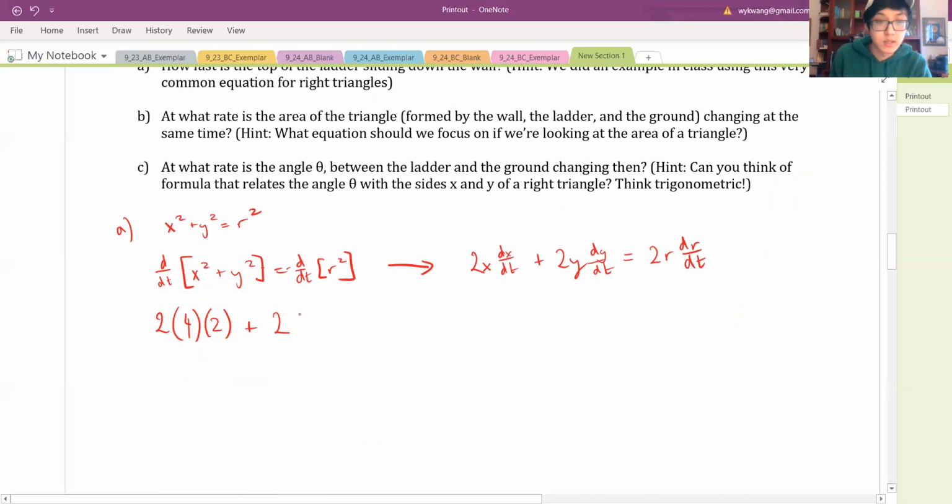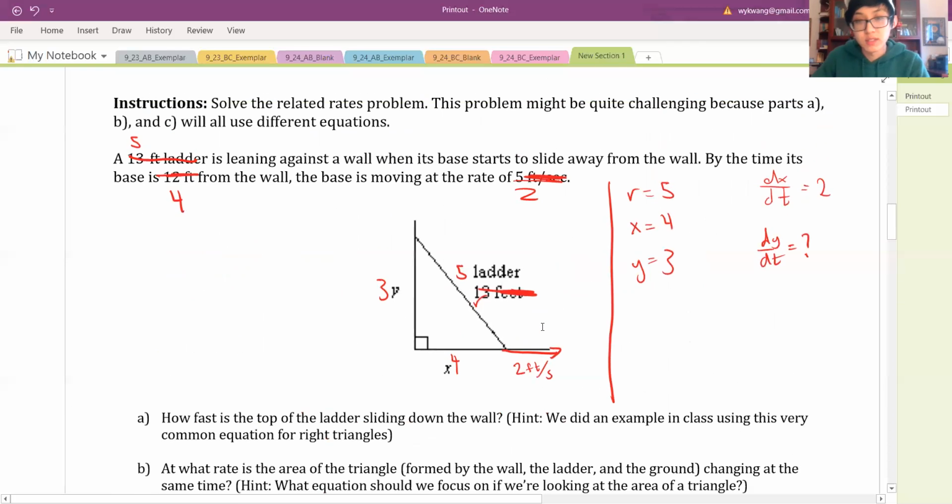So now we have this answer. We have 2 times 3 times dy over dt. This is fine that we don't know that because that's what we're really calculating for. It's equal to 2r, and r is 5, times dr over dt. Oh no, it looks like we don't know dr over dt either.